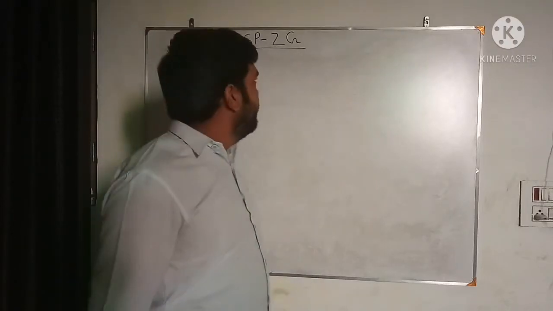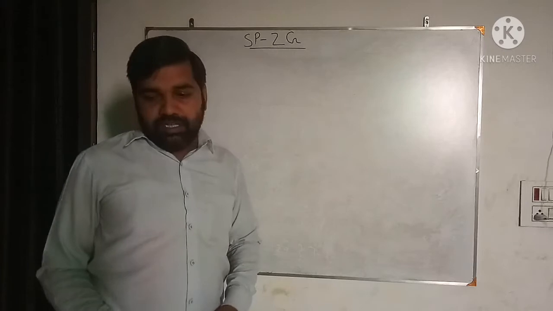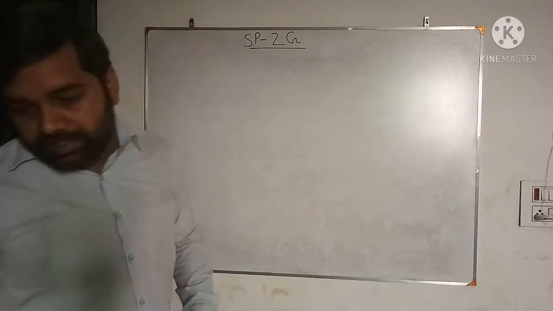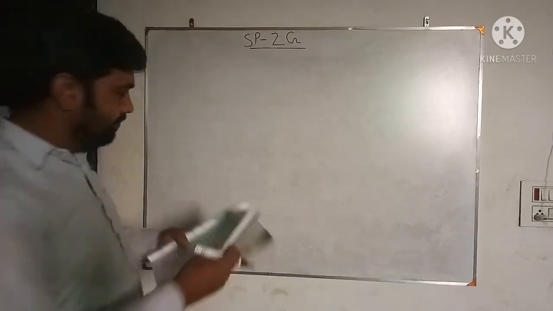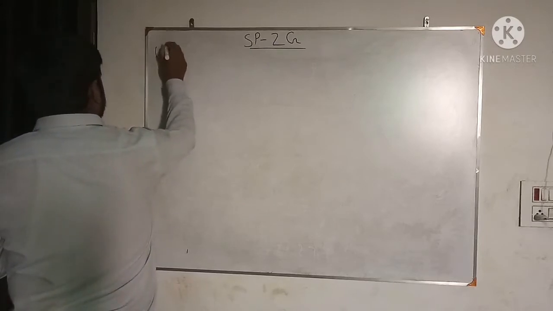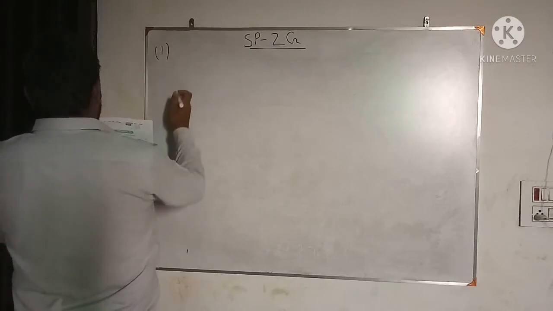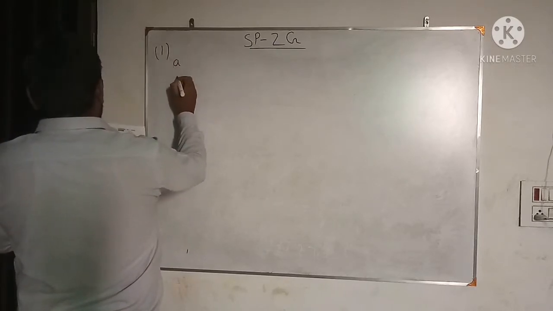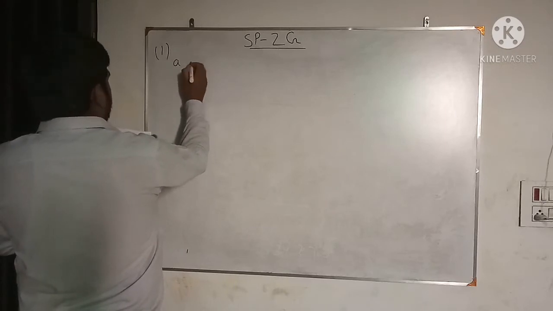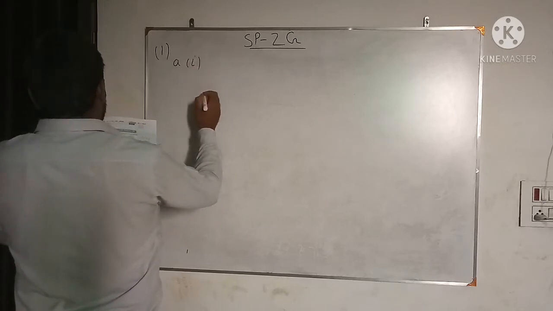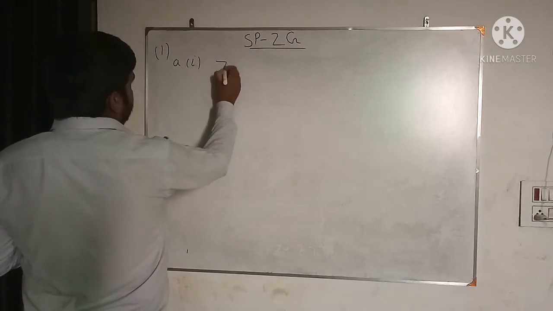So today we'll start the exercise self practice 2G, that is the decimal. So here write down as a decimal. First question 1A. Write down as decimal 7 tenths.